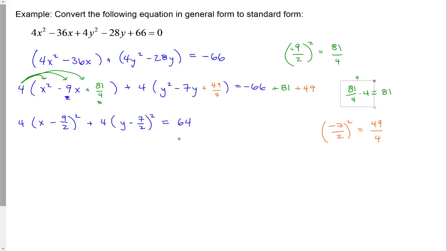Okay, I'm almost done. I still have these multipliers of 4 over here, and you're not in standard form until you get rid of any multipliers on these terms here. So in effect, I need to divide both sides of this equation by 4 to take care of that. When I divide a polynomial by a number, I have to divide each term by that. So that gives me x minus 9/2 squared plus y minus 7/2 squared. And 64 divided by 4 is 16.